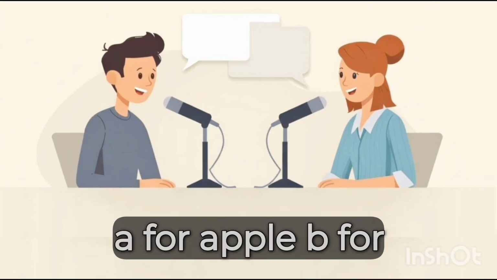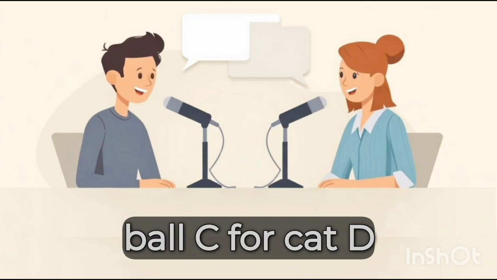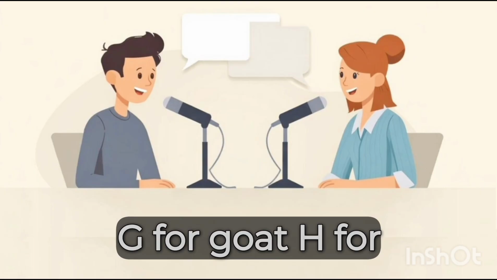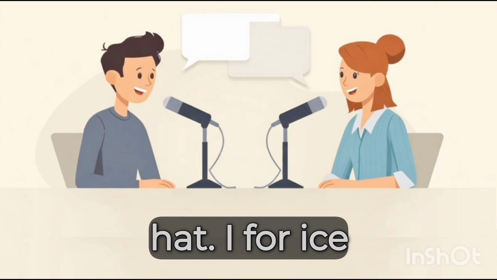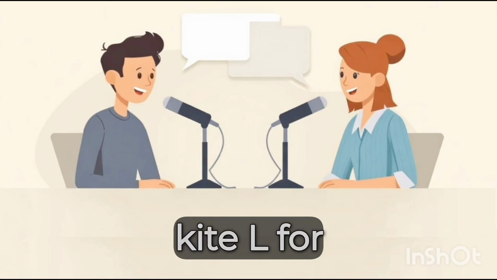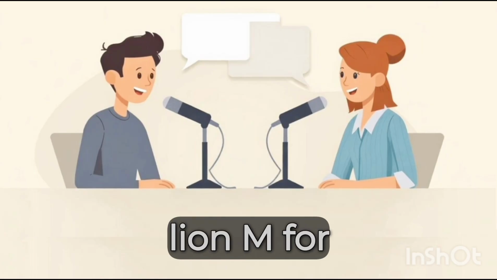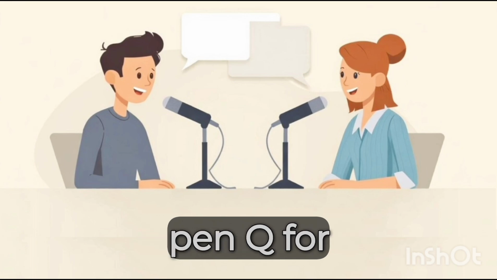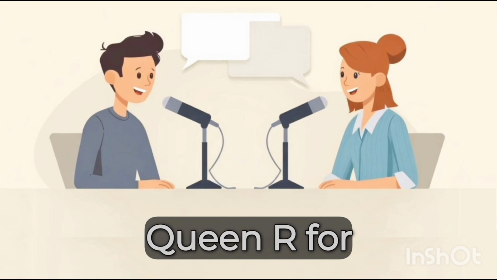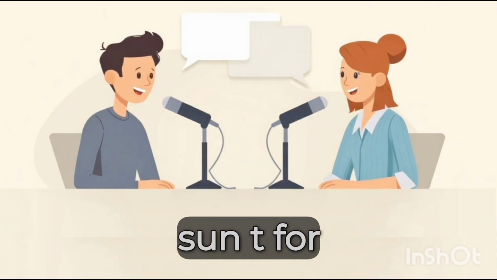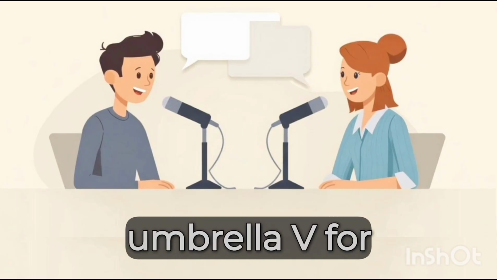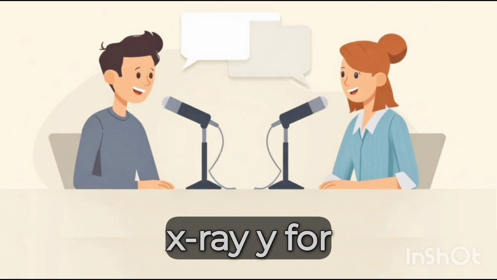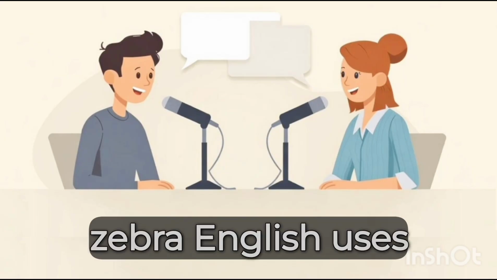A for apple, B for ball, C for cat, D for dog, E for elephant, F for fish, G for goat, H for hat, I for ice, J for jug, K for kite, L for lion, M for mango, N for nest, O for orange, P for pen, Q for queen, R for rabbit, S for sun, T for table, U for umbrella, V for van, W for watch, X for x-ray, Y for yellow, Z for zebra.